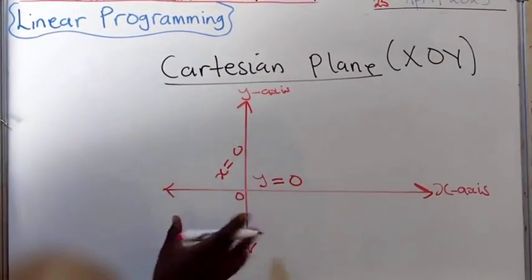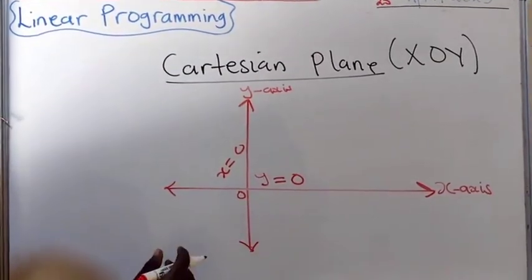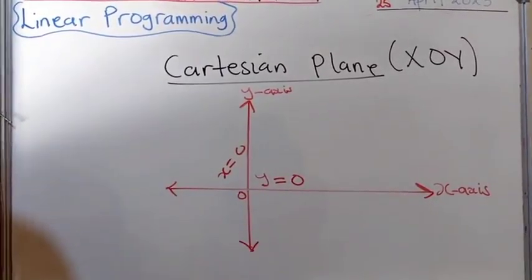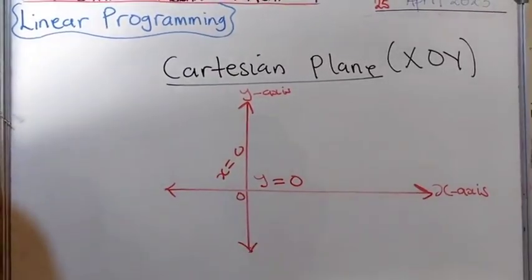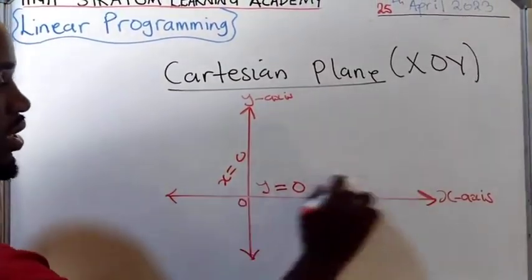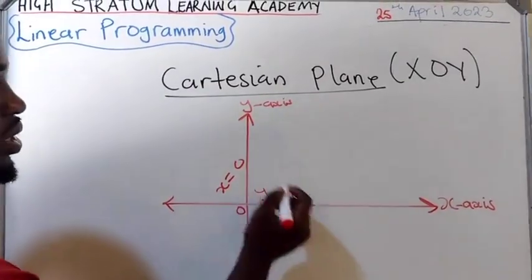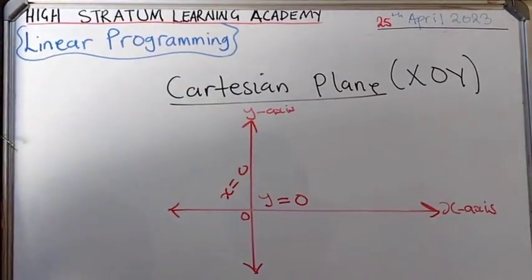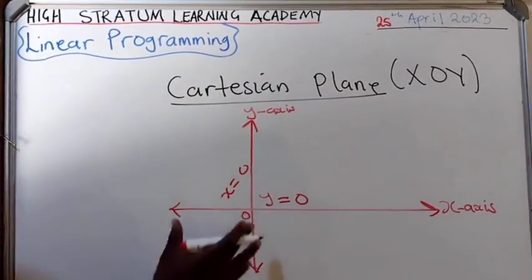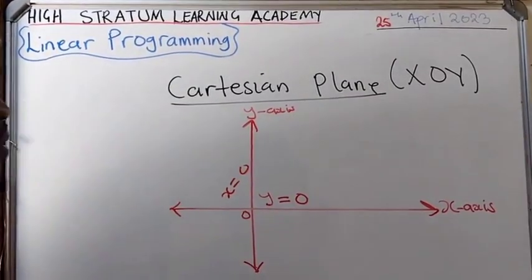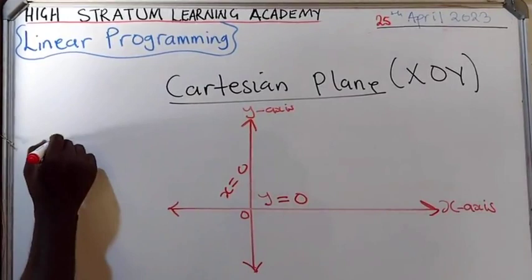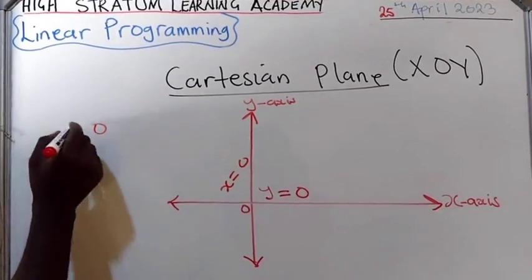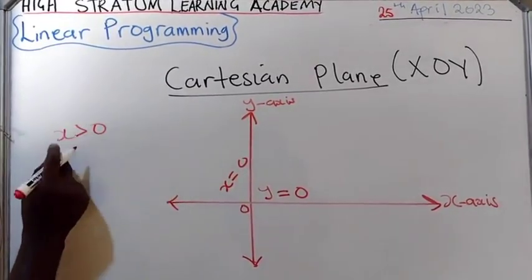I've said the Cartesian plane consists of the x-axis and the y-axis, and it has 4 quadrants: 1, 2, 3, 4. When we go deeper, these quadrants mean something else. Now we are saying the x-axis is the line y equal to 0, and the y-axis is the line x equal to 0. It's important in linear programming to understand this property of the Cartesian plane, because they can ask you to plot the point x greater than 0, since it's inequality.